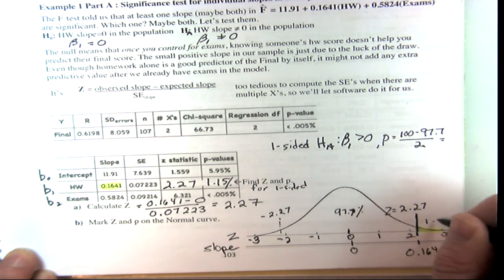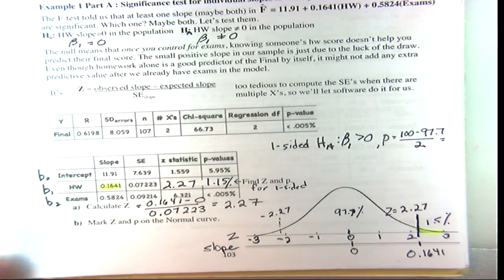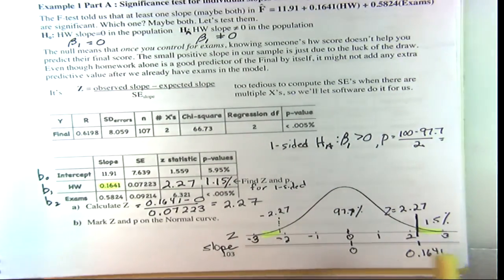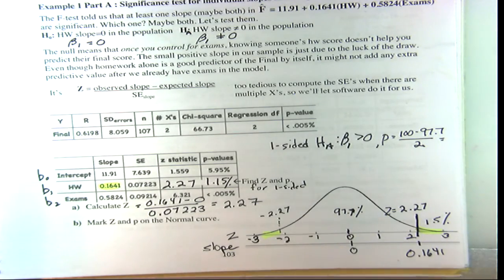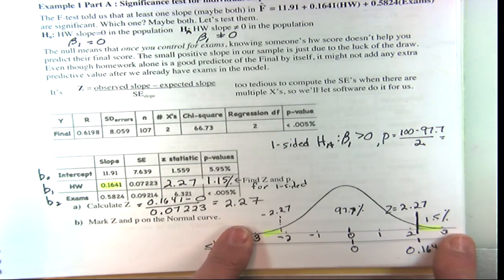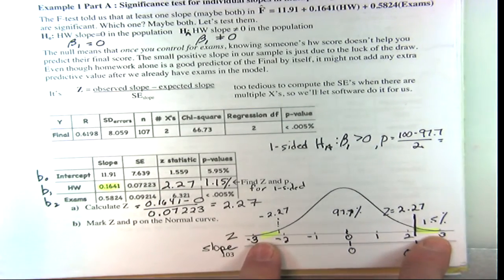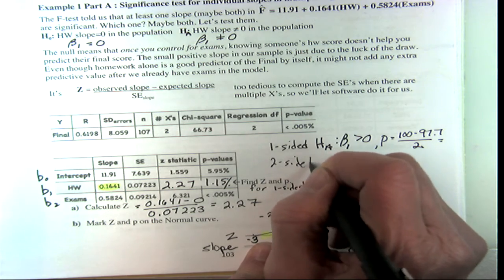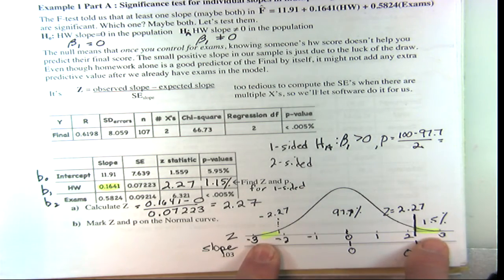So this is 1.5%. If it's two-sided, we'd have to say, okay, we don't know if homework helps you or hurts you. We just know it's not neutral. It does one or the other, and that's what our hypothesis would be, and then we'd have to count both tails. So for the two-sided, you're going to get a bigger p-value.